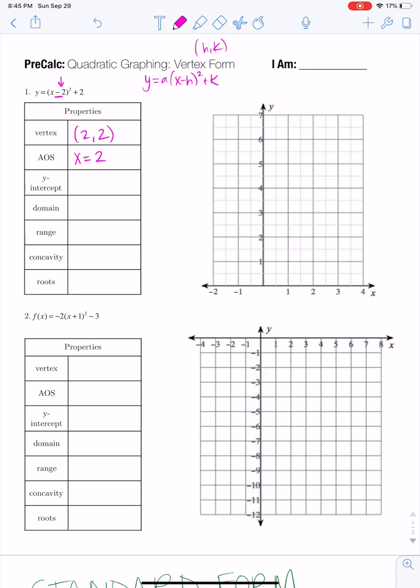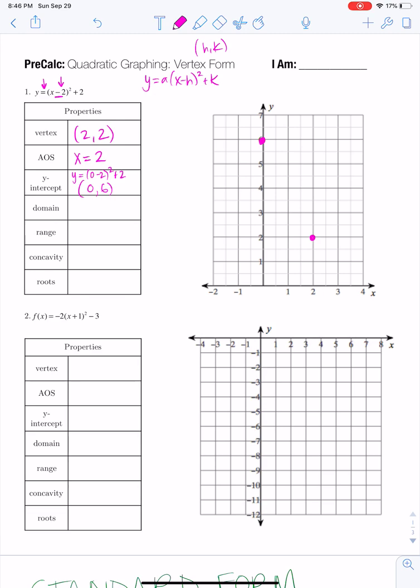For my y-intercept, I can plug 0 in for x and evaluate. So y is equal to (0 minus 2) squared plus 2. This is going to give me 4 plus 2, which is 6. So (0, 6) is my y-intercept, and I'll go ahead and plot that. Over 2 and up 2 is my vertex. And I know that this is a concave up parabola because my a value here is positive.